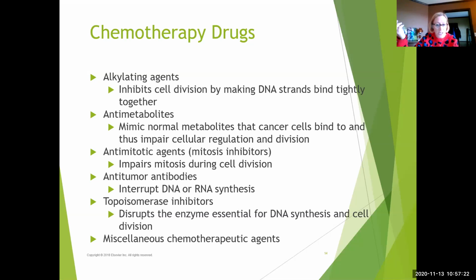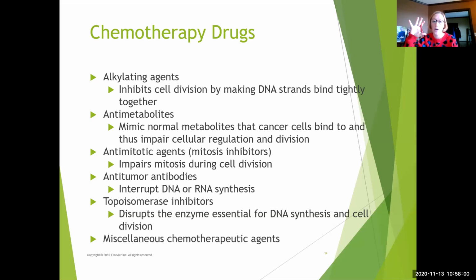So our alkylating agents inhibit cell division by making the DNA strands bind tightly together. The antimetabolites mimic normal metabolites that cancer cells bind to, and then impair those cellular regulation and division. The antimitotic agents, or mitosis inhibitors, impair mitosis during cell division. Your anti-tumor antibodies interrupt DNA or RNA synthesis, and then your topoisomerase inhibitors disrupt the enzymes essential for DNA synthesis and cell division. There's other miscellaneous chemotherapy agents as well, but these are kind of our main classes of chemo agents.